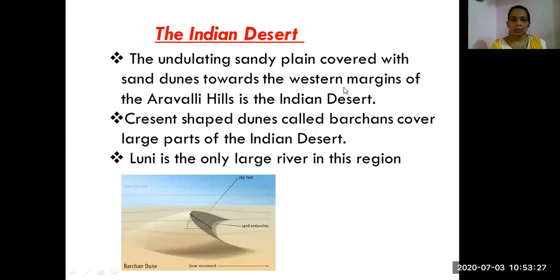In this region, only one river can be marked, the Luni. Luni is the only larger river in this region. This river also does not merge into any sea. It disappears in between, because there is no more water to support this river. That is why this river disappears in the sandy region. Luni is the only river in this part. About the Indian desert, this much we will study.